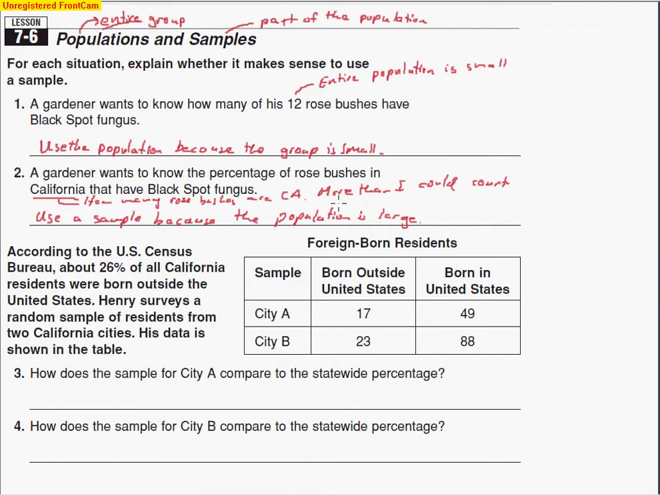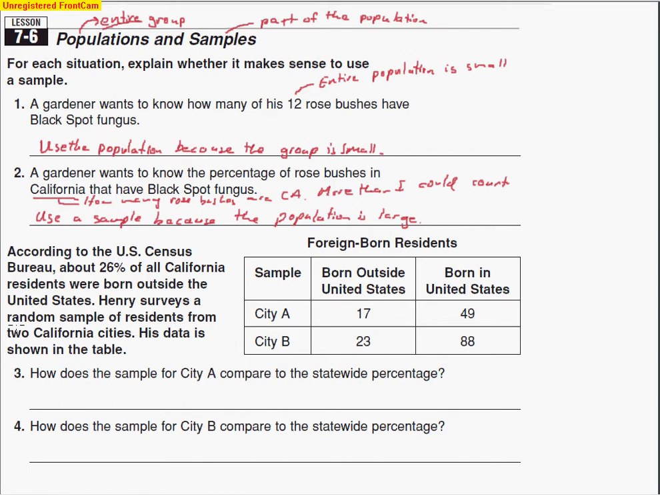Well, the next set of directions asks us to use this chart. And so let's read what it says. According to the U.S. Census Bureau, about 26% of all California residents were born outside the United States. Henry surveys a random sample. So what is a random sample? Random sample represents that each person in the sample, or in this population, has an equal chance of being selected.